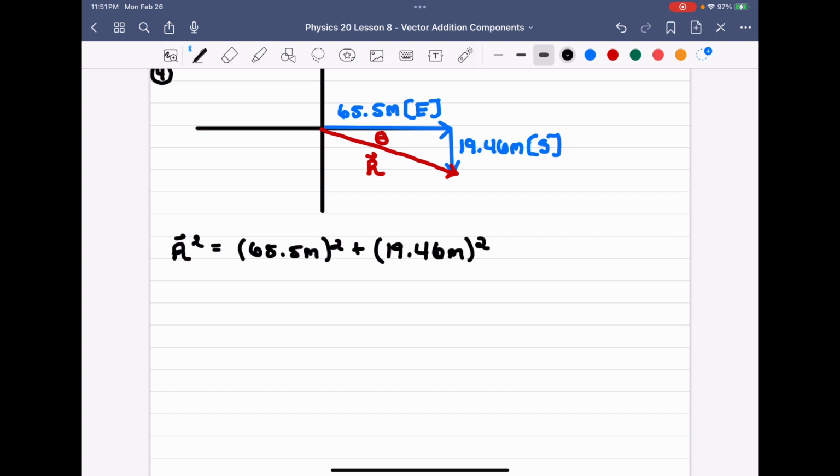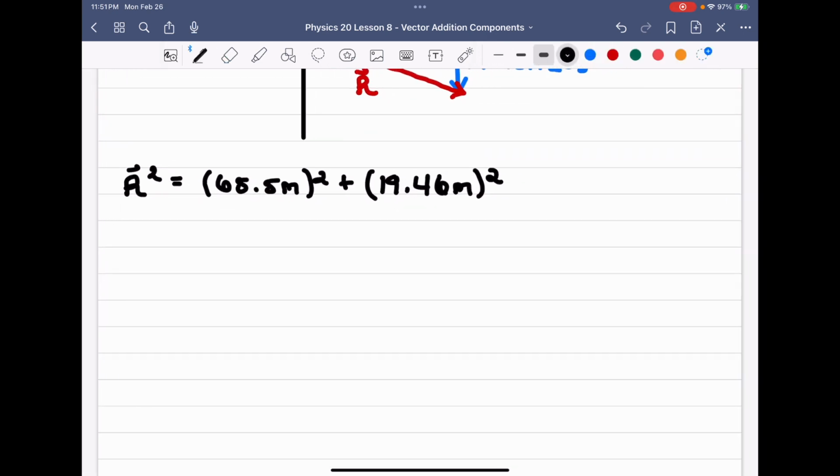Now, if I add these two things together, and then I end up square rooting it to get my singular resultant, our singular resultant is going to be equal to 68 meters. Now remember, this is just a magnitude of the resultant. It doesn't tell us anything about the direction. Now it's our responsibility to solve for the angle that's associated with this.